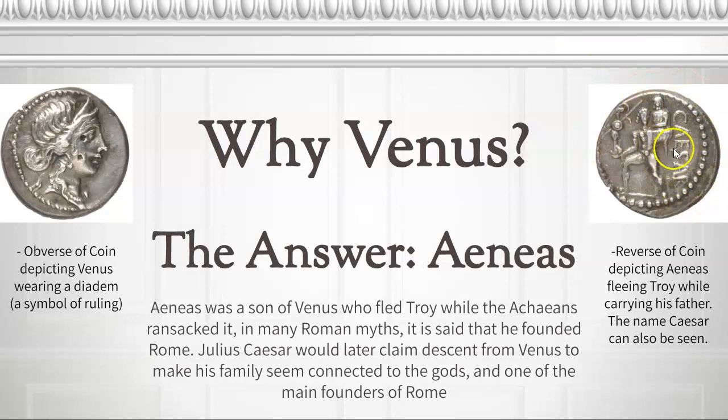And a lot of important people in Roman society would try and connect themselves to Aeneas so their power would be kind of solidified, as you can see by Caesar's name being on this. So this would have been a coin minted by Julius Caesar, showing Venus on the obverse and then Aeneas carrying his father on the reverse.